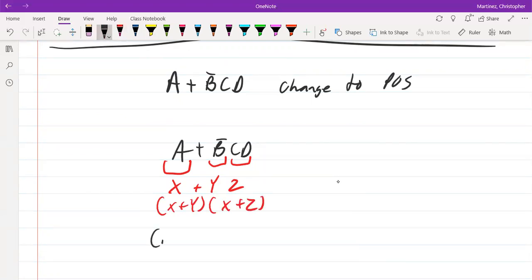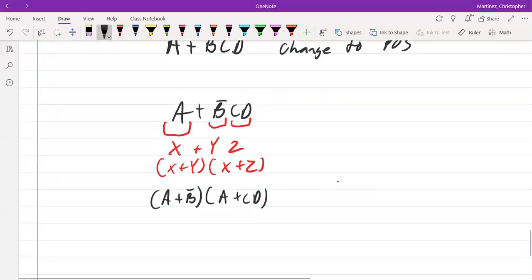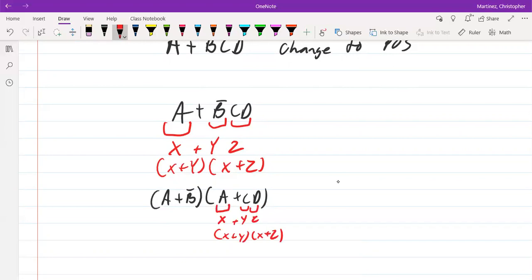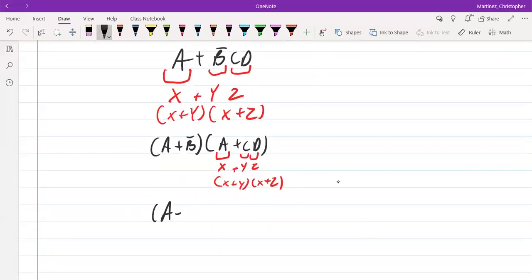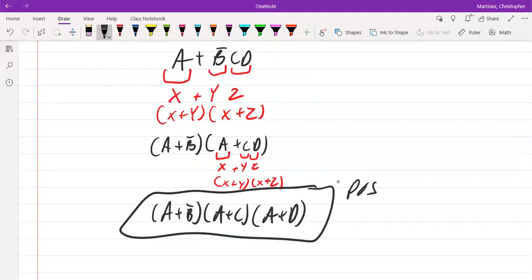All right, so let me substitute back in. I get A plus B bar. That's good. That's a sum already. Then I have A plus CD. I still need a little bit more on this step because this still has a product inside of it. Okay, so I could take that process again, say A is X, C is Y, D is Z. And now that would break out to be X plus Y, X plus Z. Okay, so let me substitute in: A plus B bar, A plus C, A plus D. And now that is product of sums.